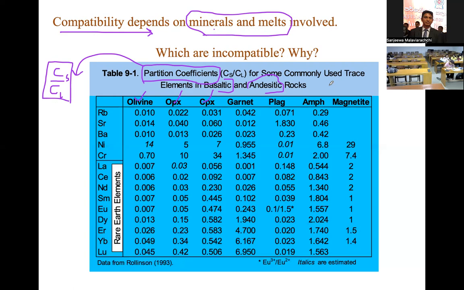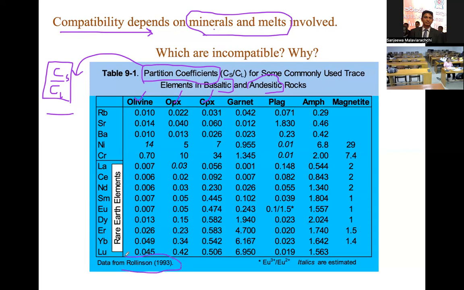The amounts of elements which can partition into or fractionate into is different, right? But that partitioning is mainly controlled by this partition coefficient parameter. For that, we have to do some experiments and then we calculate these partition coefficients. So these are experimentally determined partition coefficients, which is published in Rollinson 1993.